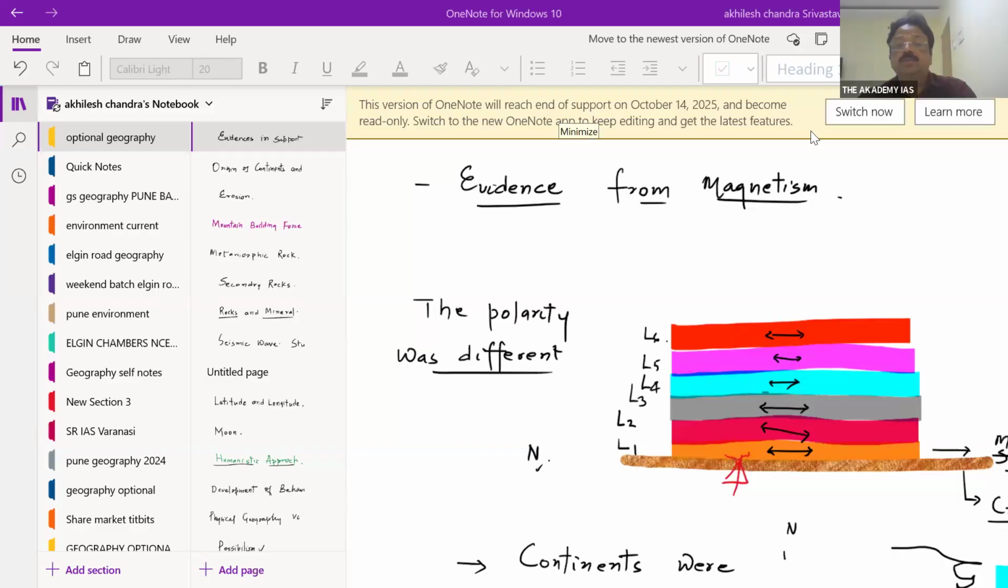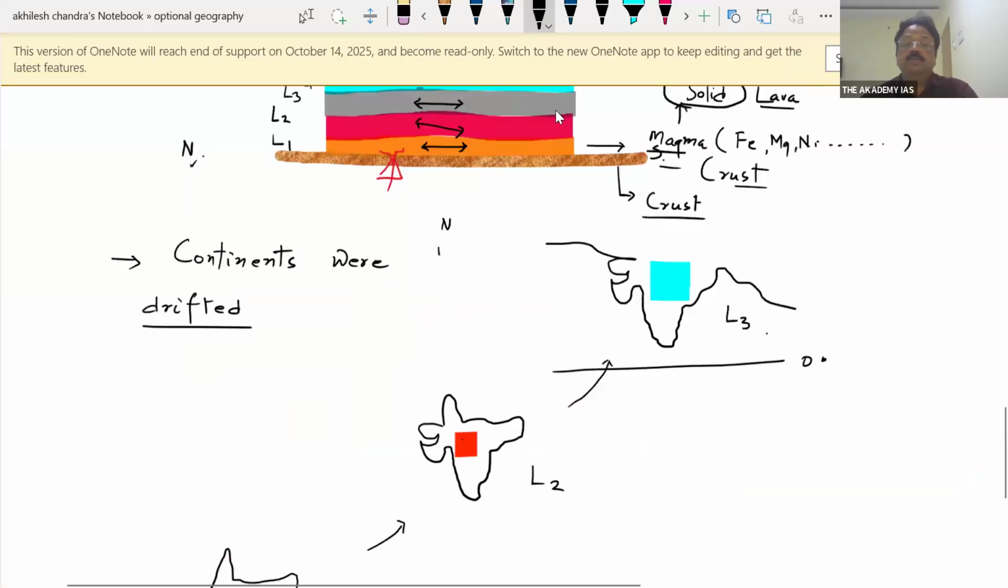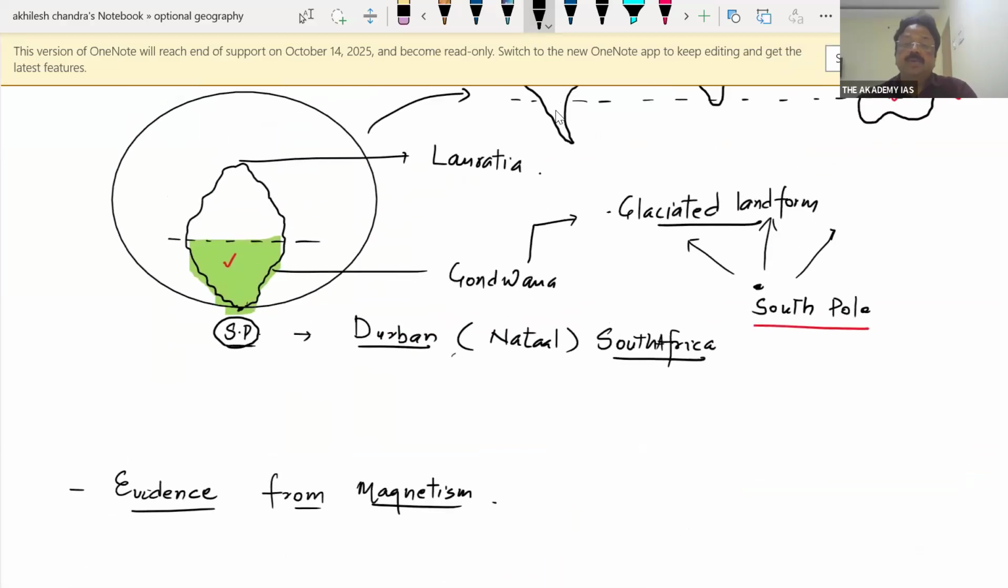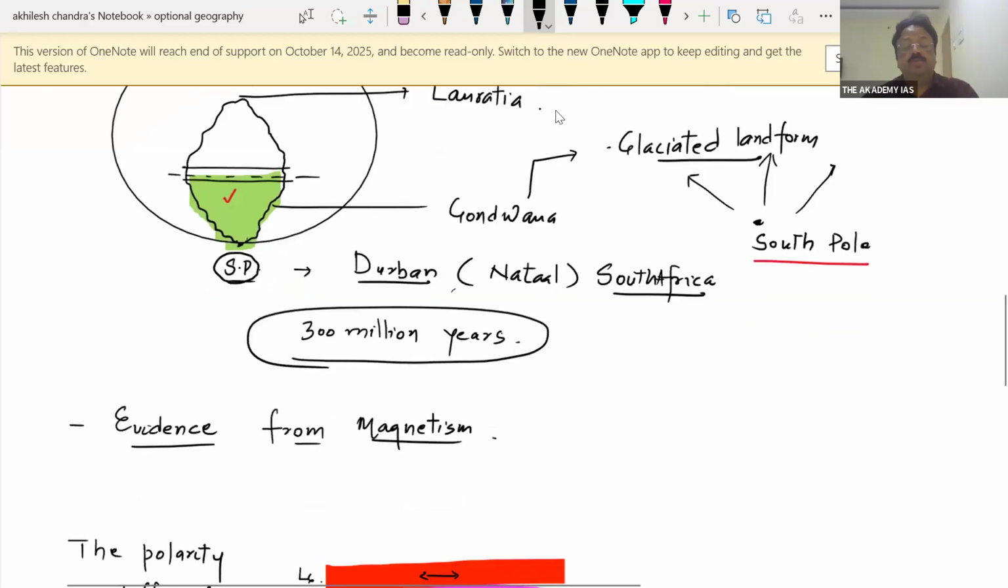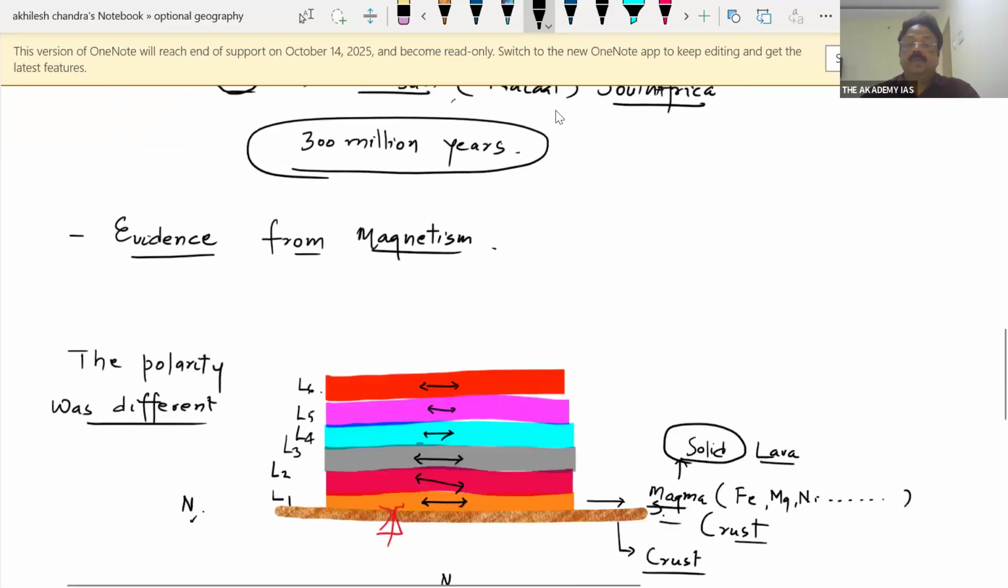Karoo glaciation was somewhere around 300 million years from today. This is the time of Karoo glaciation. Karoo glaciation was at the time when this Pangea was intact. So somewhere 300 million years from today, when the entire landmass was together, this was the timing of Karoo glaciation. And after that, Tethys Sea was formed, and then Gondwana and Laurasia broke further and drifted apart. Is it fine?